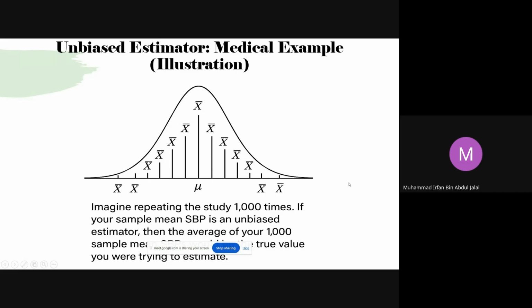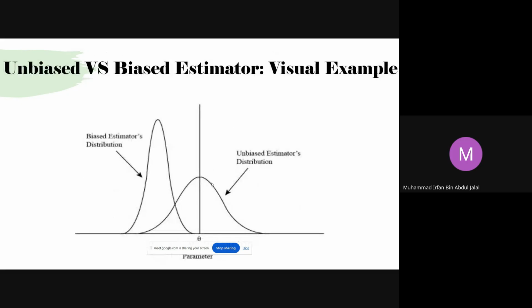If the sample mean is really an unbiased estimator of the population mean, then in the long run, if you average all the sample means here, it will be very close to mu, the population mean of the systolic blood pressure. So this is when the estimator is considered unbiased.